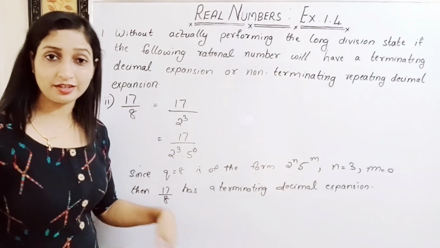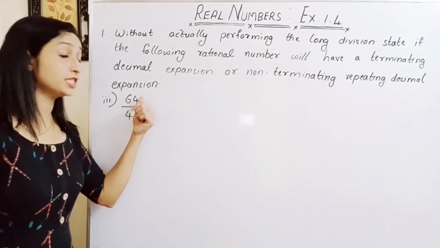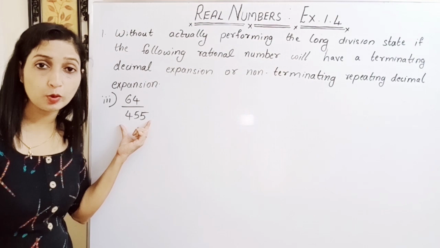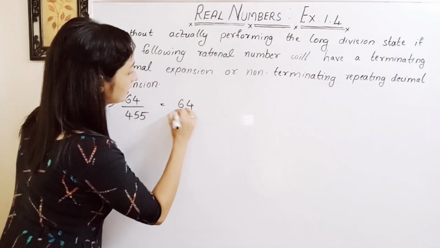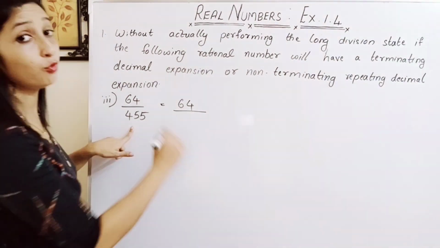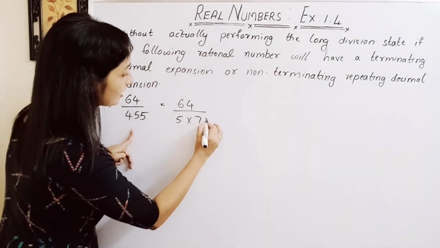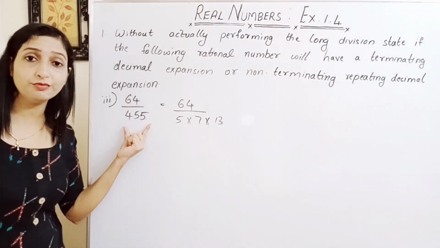So that is our answer for question number 2. Now let's move on to the next question, question number 3. So this is the third question, which is 64 by 455. Now how can you split the denominator into its prime factors? You can write it as 5 into 7 into 13. These are the prime factors of 455.